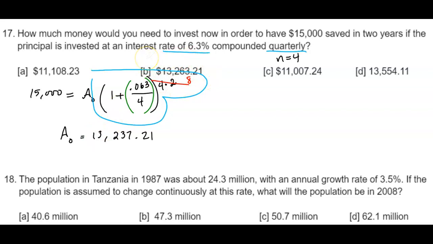Now there obviously is a slight typo here. The answer should have been B. There was a typo. The 6.3 should be 3.7. I double checked it, so I apologize for that. I'm going to go ahead and scratch this out, and I'm going to just replace it with the correct answer, which is $13,237.21. So basically we would have to invest $13,237.21 at a compounded quarterly interest rate of 6.3% in order for it to be worth $15,000 in 2 years.